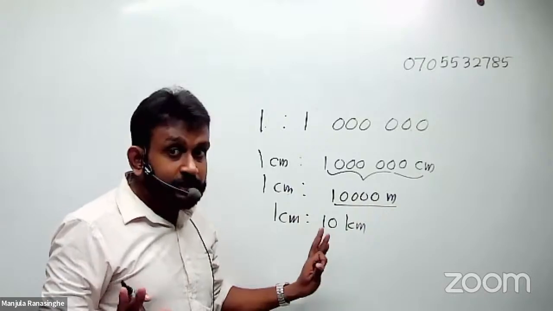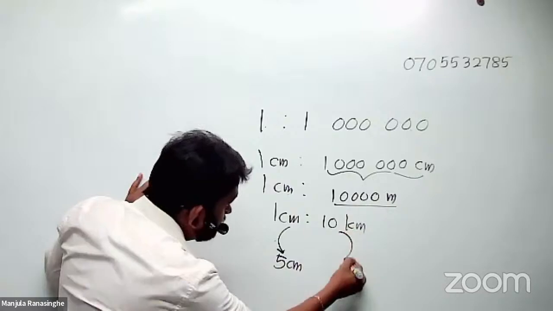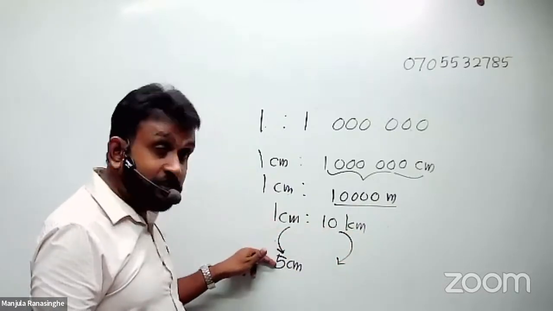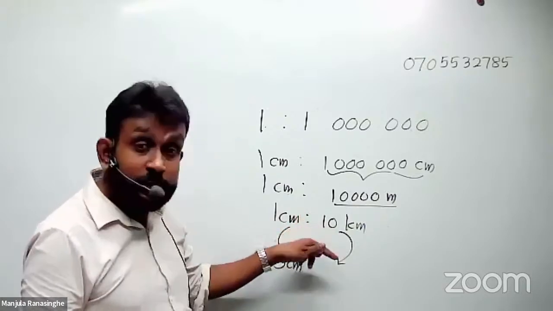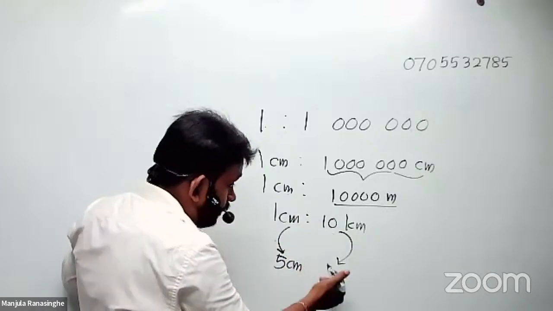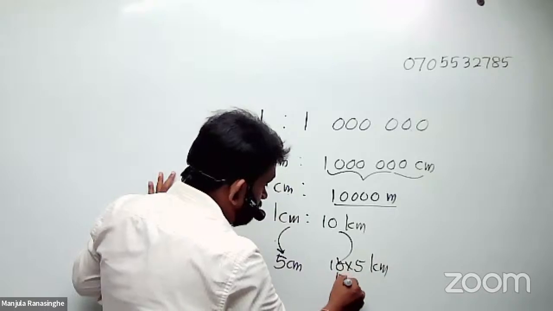Yes, fine. Now they are asking 5 centimeters. How many kilometers? 1 centimeter is 10 kilometers, so multiply by 5. 5 centimeters means 10 into 5. So if one is 10, then 5 of them. 5 means 10 times 5. So 10 into 5 kilometers. So how much? 50 kilometers.